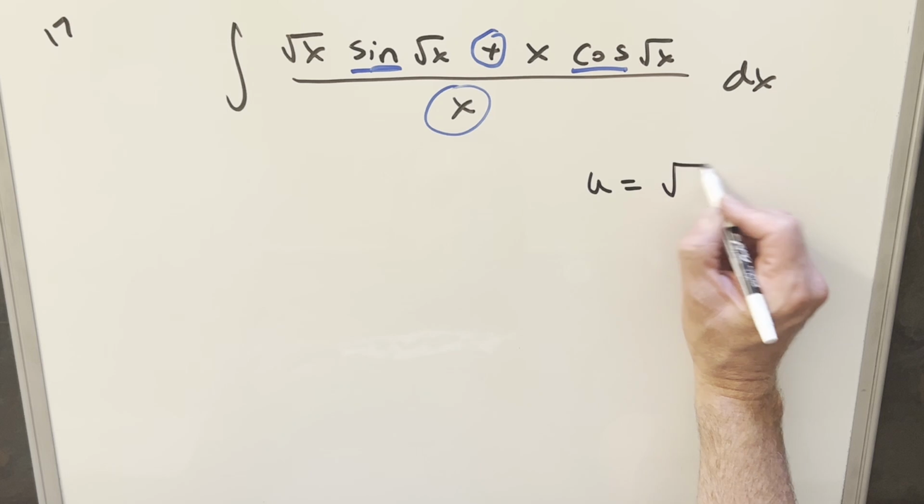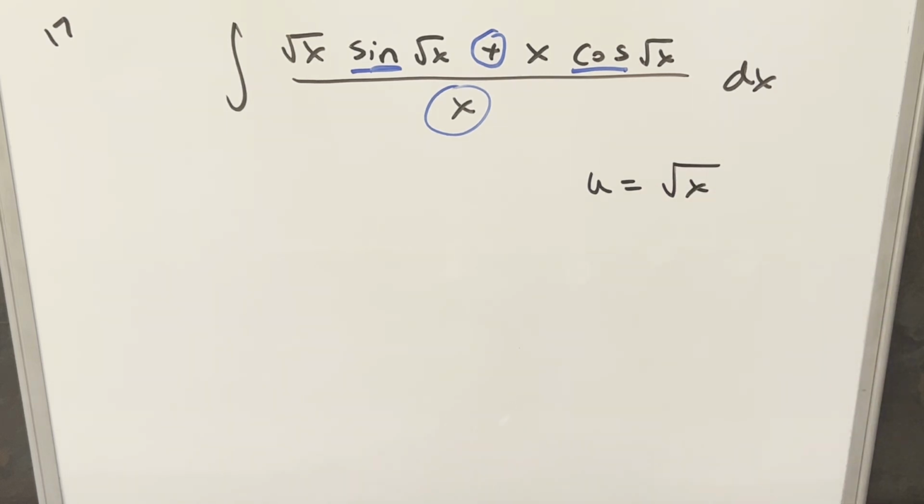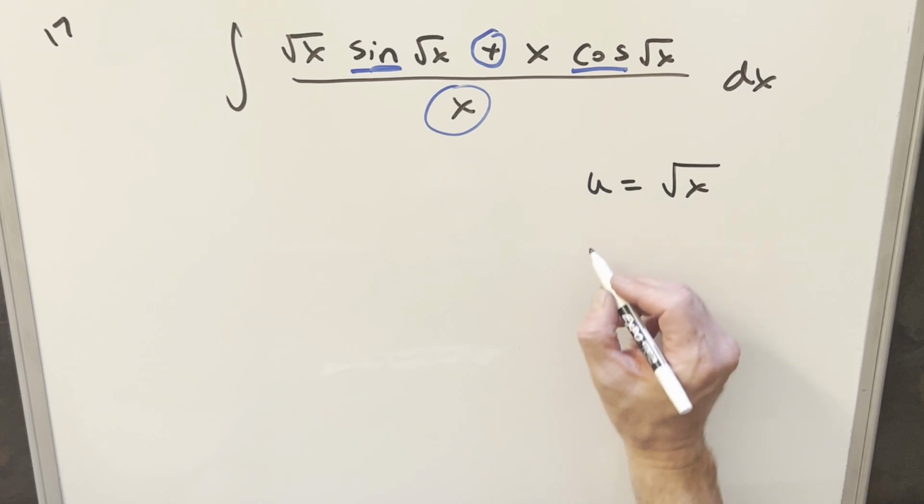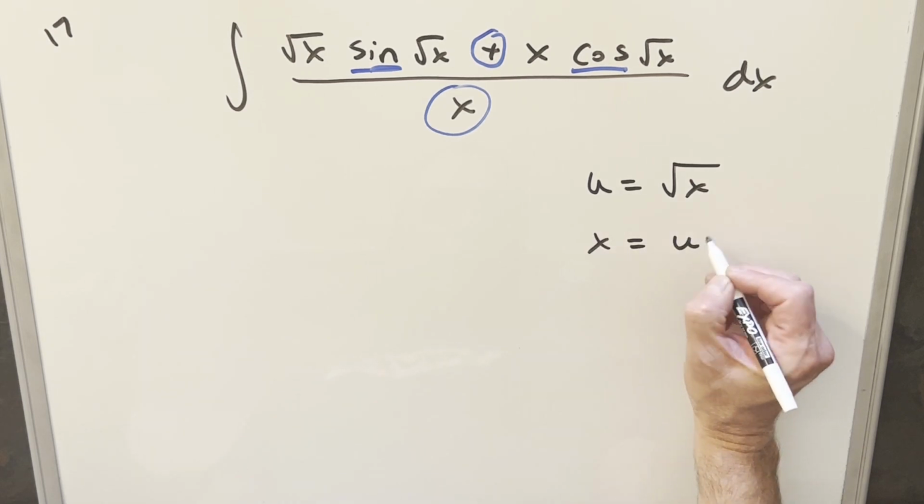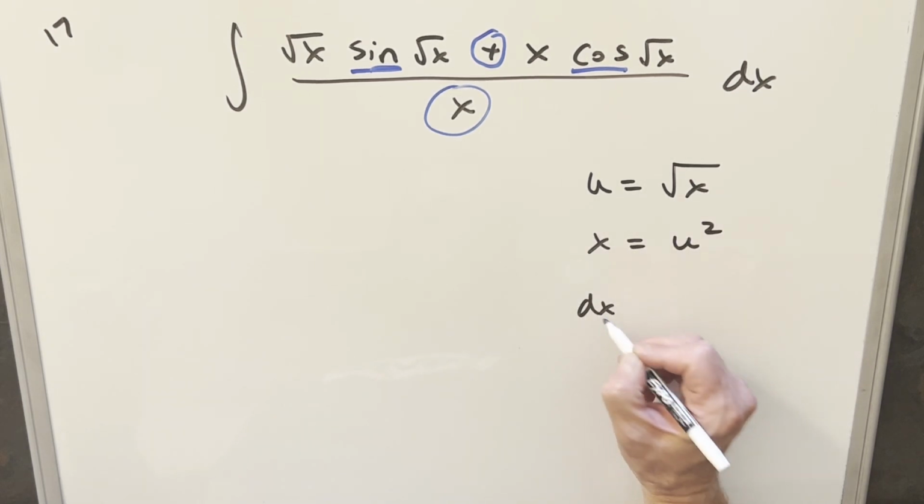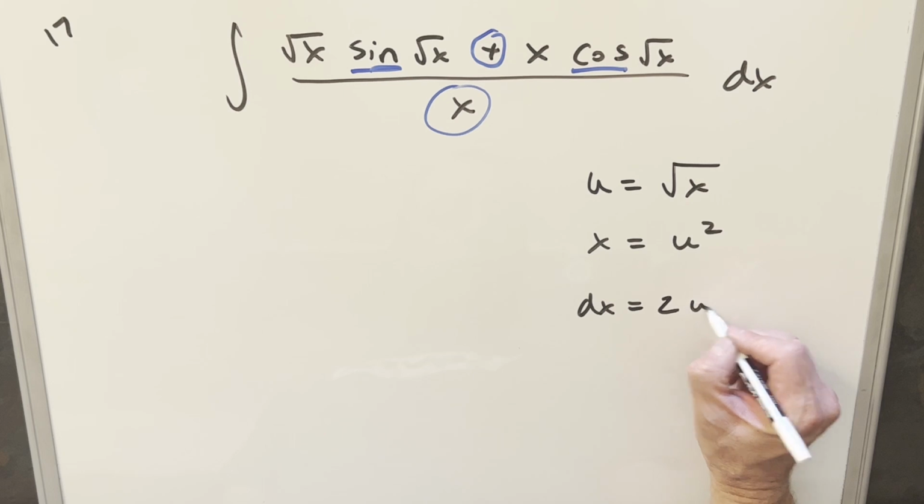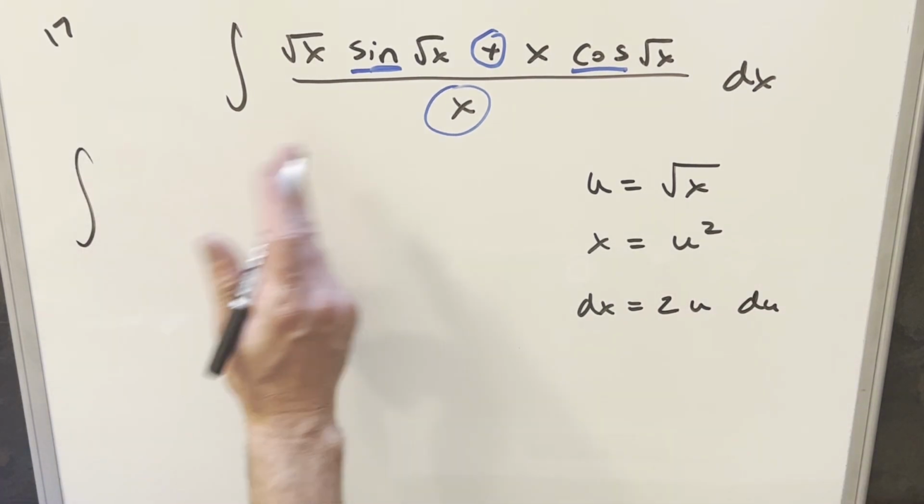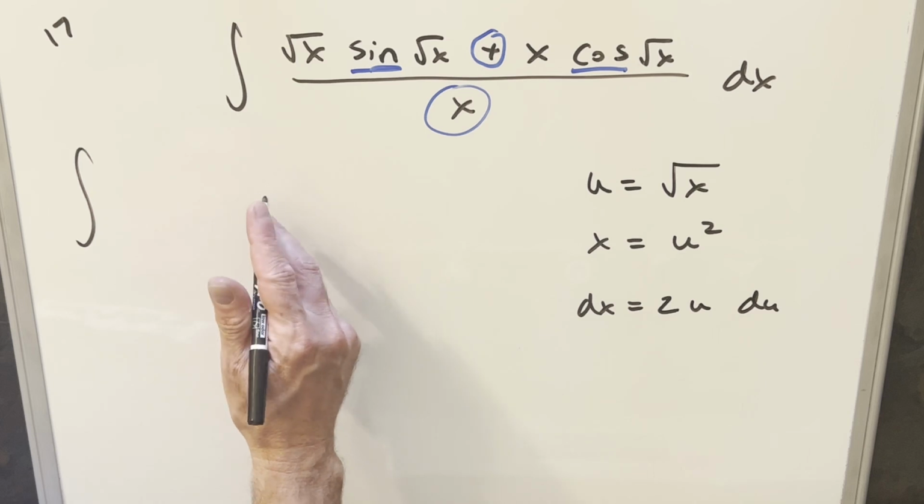So if I just do u equal to square root of x, then we can solve for x by squaring both sides. We'll have x equals u squared. Take a derivative, and we get dx is going to be just 2u du. So then we'll go ahead and just substitute everything as it is. We could do some algebra, but maybe let's do the algebra later.